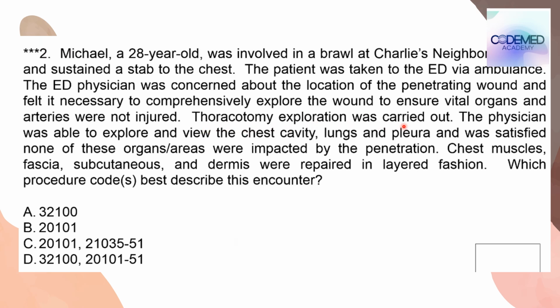Thoracotomy exploration was carried out. The physician was able to explore and view the chest cavity, lungs and pleura and was satisfied none of these organs or areas were impacted by the penetration. Chest muscle, fascia, subcutaneous tissue and dermis were repaired in a layered fashion. Which procedure code best describes the encounter? Now let us see. The area is chest and the procedure was thoracotomy and exploration was carried out. So these are the two important factors in our case. So let us see what's the answer.